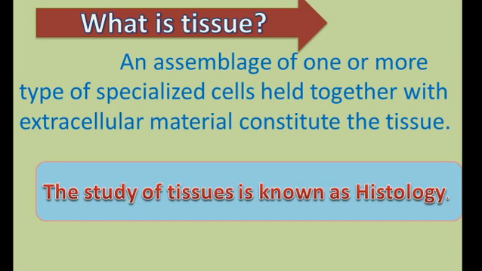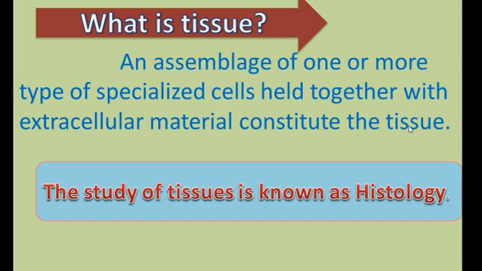So what is tissue? We know the group of cells form the tissues. An exact definition is: an assemblage of one or more types of specialized cells held together with extracellular material constitutes the tissues. We know each and every cell is highly specialized to perform a particular function. The cells are held together with the extracellular material, that is protein. The protein present here is collagen. Collagen is a protein which binds the cells together to form tissues.